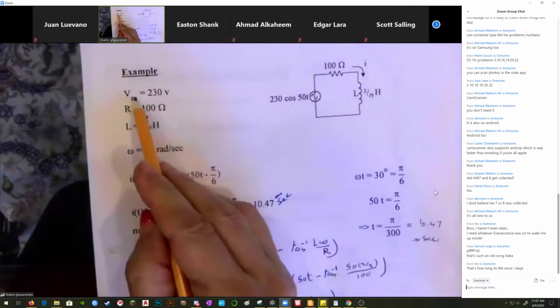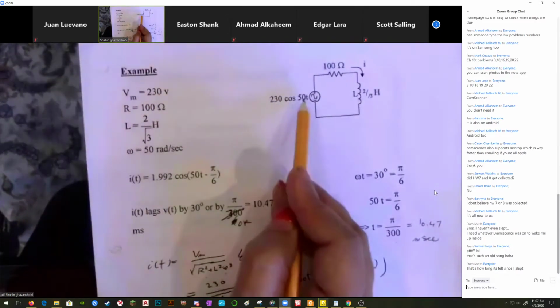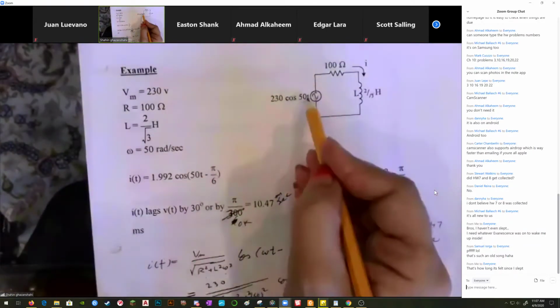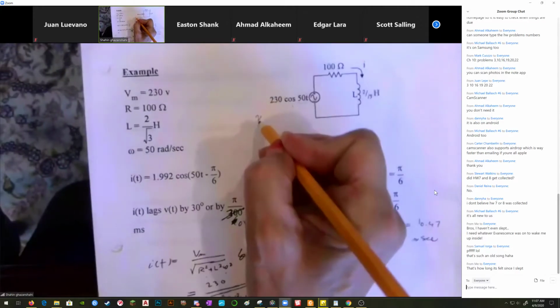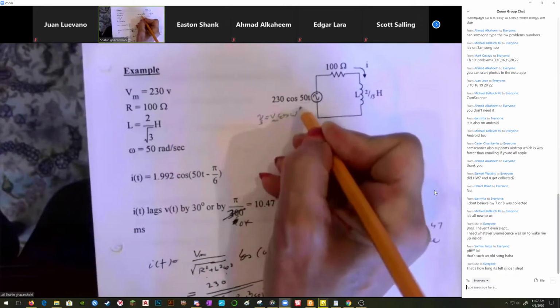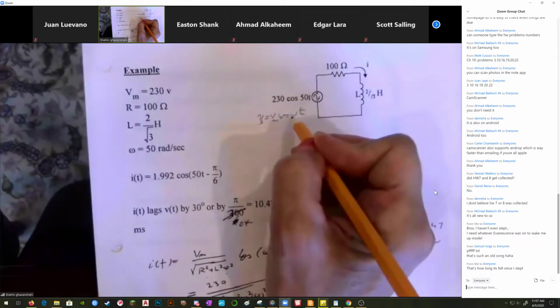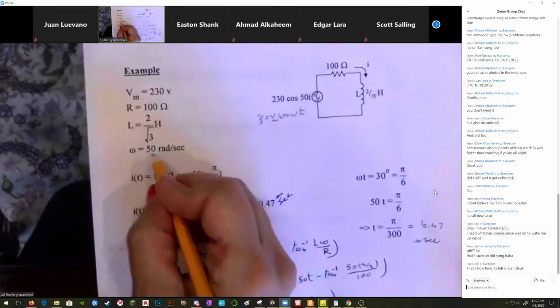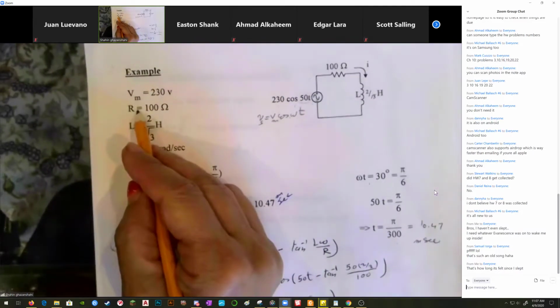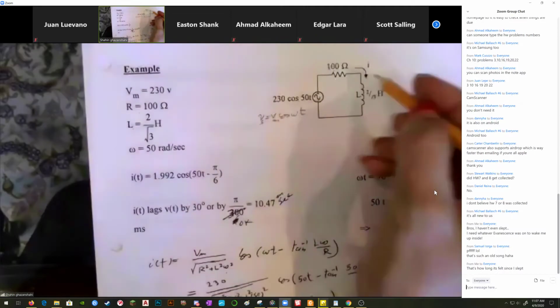So my Vm is 230. Your omega is what? 50, no? Because remember, your Vs is Vm cosine omega t. So your omega here is 50 radians. You have your L, you have your R. The question is to find the I of t.